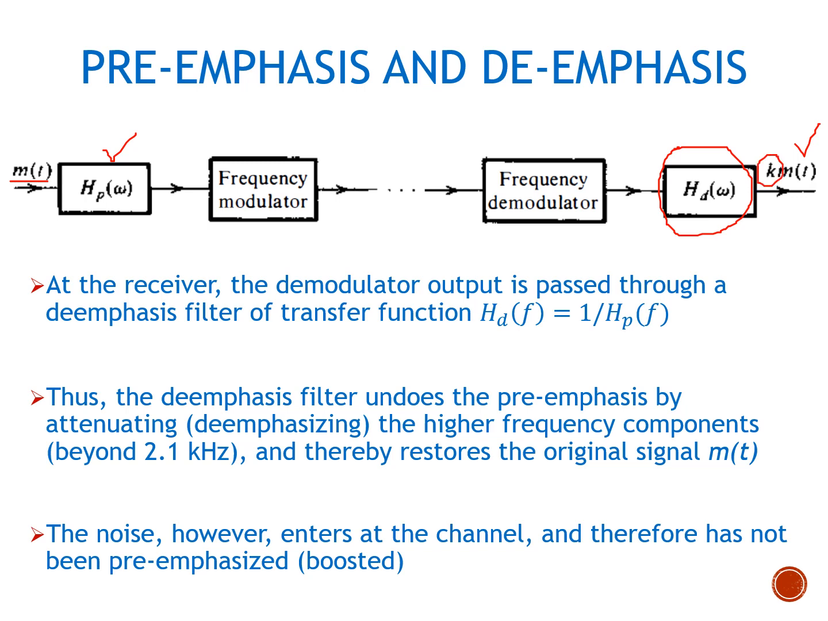What happens at the receiver? The demodulator output is passed through a de-emphasis circuit. It has an exactly opposite response to the pre-emphasis circuit. That means the de-emphasis filter undoes the pre-emphasis by attenuating, or de-emphasizing, the high frequency components, which is exactly the opposite of what was done at the transmitter. It attenuates the high frequency components beyond 2.1 kilohertz, and this restores the original signal m(t).